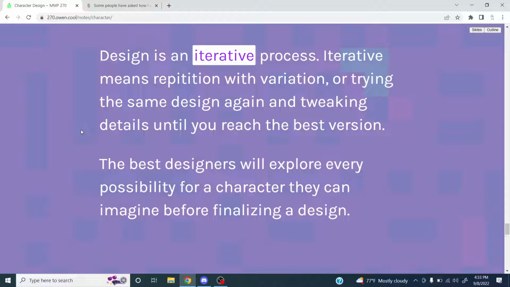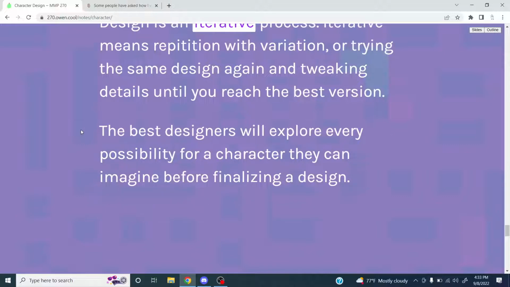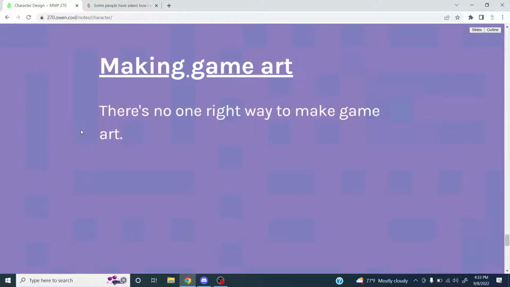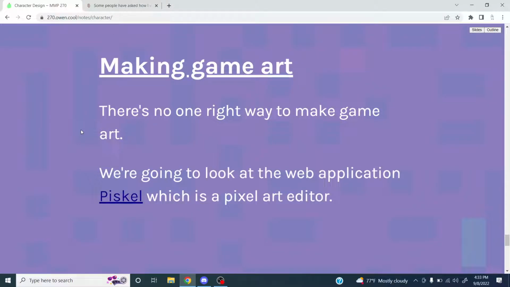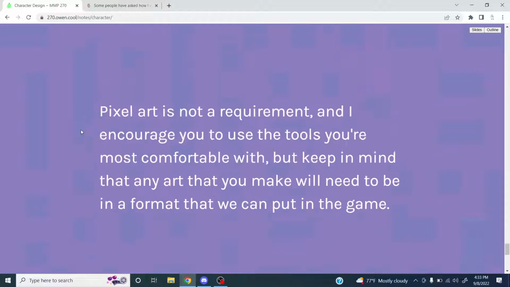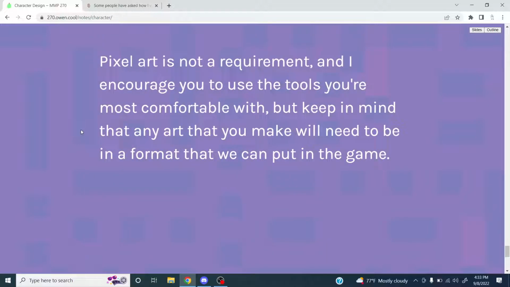So before finalizing a design, we're going to explore a lot of different possibilities for a character. So that's going to be part of the assignment. We don't really have time to do this for everything in the class, but we're just going to start with that for this example. So we're going to use Pascal. We've already actually looked at Pascal. I think sometimes this is the first thing we do with Pascal, but we've already used it to make an avatar. You guys have already seen Pascal.